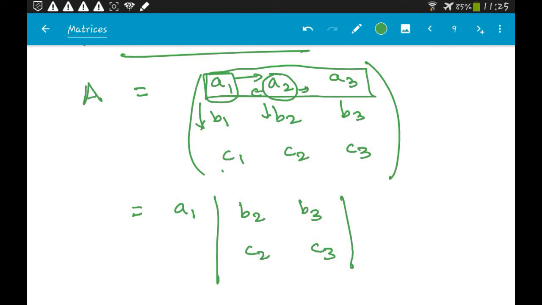If you leave this, now because A2 is in the middle, there will be a minus sign. The plus and minus signs alternate. Now if you leave the row corresponding to A2 and the column corresponding to A2, what is remaining is another square matrix which is B1, B3, C1, C3.